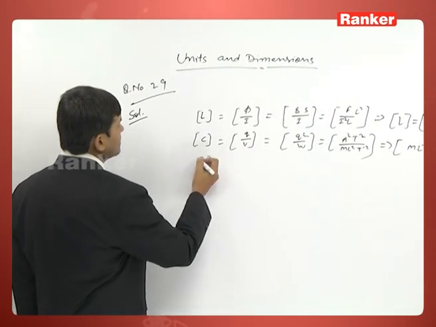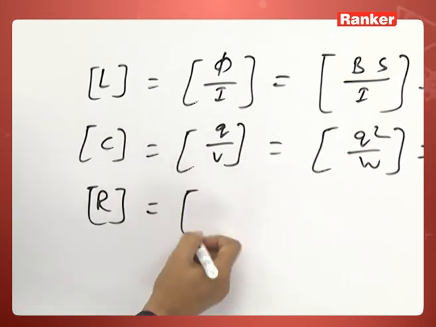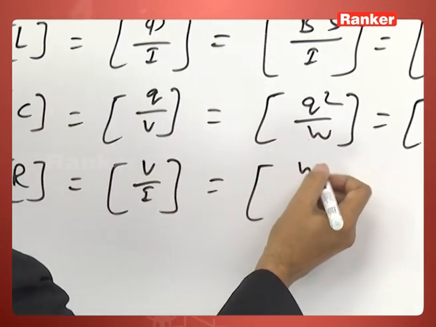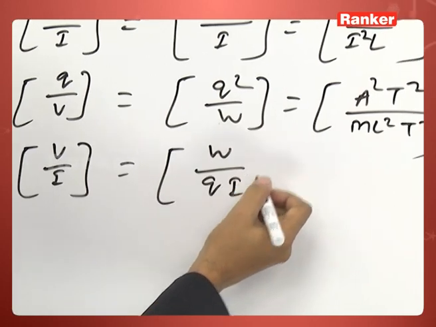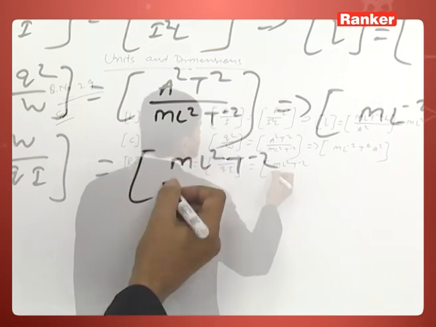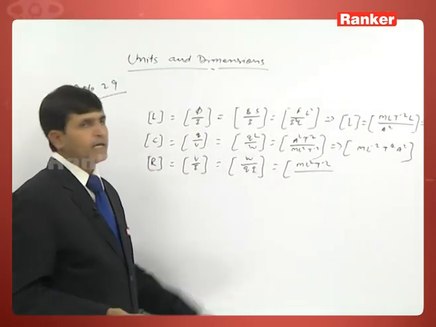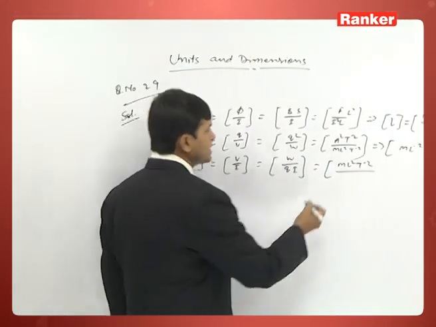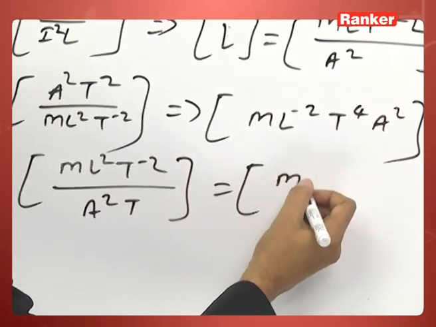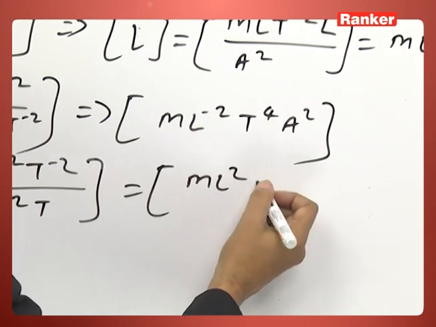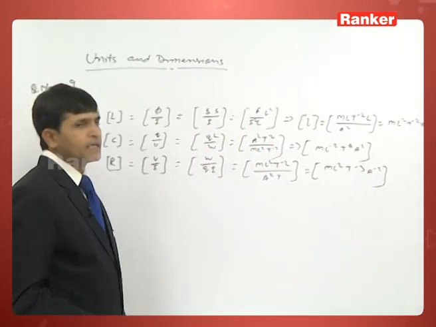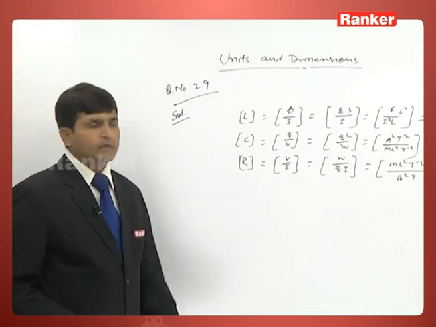Then the resistance dimension. Resistance is V by I. V is nothing but W by Q into I. W is M L square T minus 2, and charge Q is I into T, A into T. So this will be M L square T minus 3 A minus 2. So, these are the dimensions of our options.